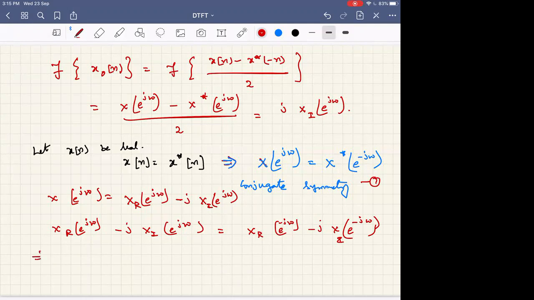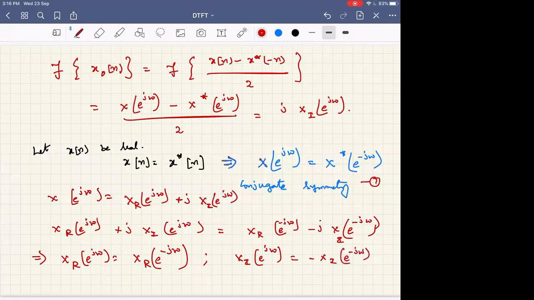What does this indicate? You know the properties, right? So X R of e power j omega is equal to X R of e power minus j omega, and X I of e power j omega is equal to minus X I of e power minus j omega. What are these implications? What are these telling?